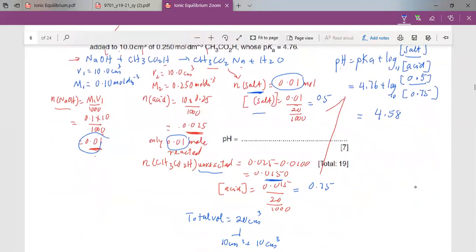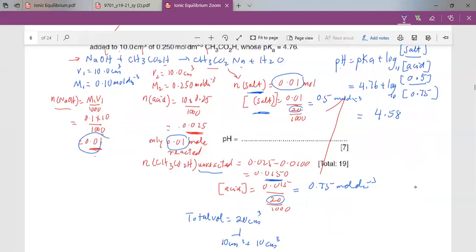So the concentration of my salt, I must now find: 0.01 over 20 over 1,000. So it's 0.05 moles per dm cube. For the excess acid, 0.015 over 20 over 1,000 is 0.75 moles per dm cube. So I must remember the total volume is 20 now.